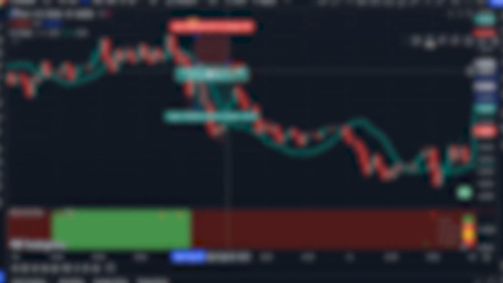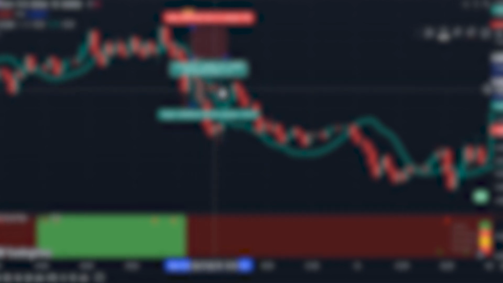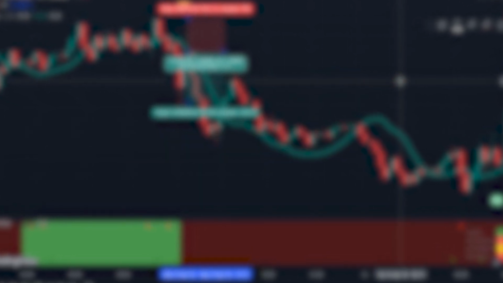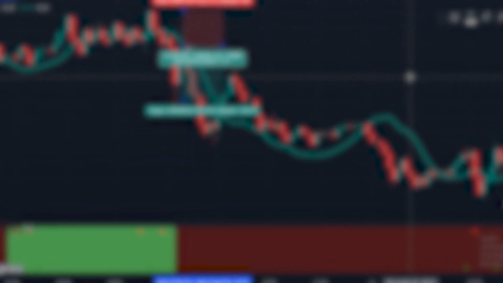As you can see, this scalping strategy is very simple and practical, and you can use it on all time frames and symbols. I hope you have learned this strategy completely.